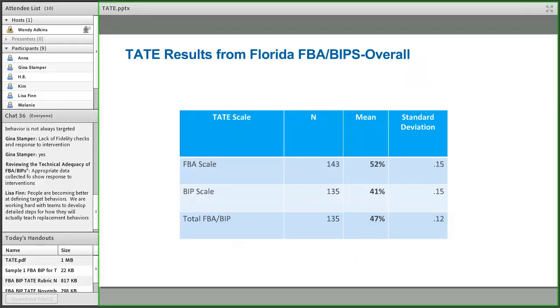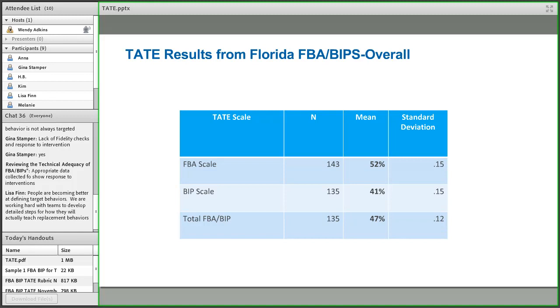Here's what we have gotten from Florida. So of those 100 plus FBA BIPs that we looked at, the overall functional behavior assessment percentage mean score that we're getting is 52%. That's only a little over half of the components. That means that most of the school districts are hitting with their FBA. And the BIP is lower, 41%, with a total score of 47%.